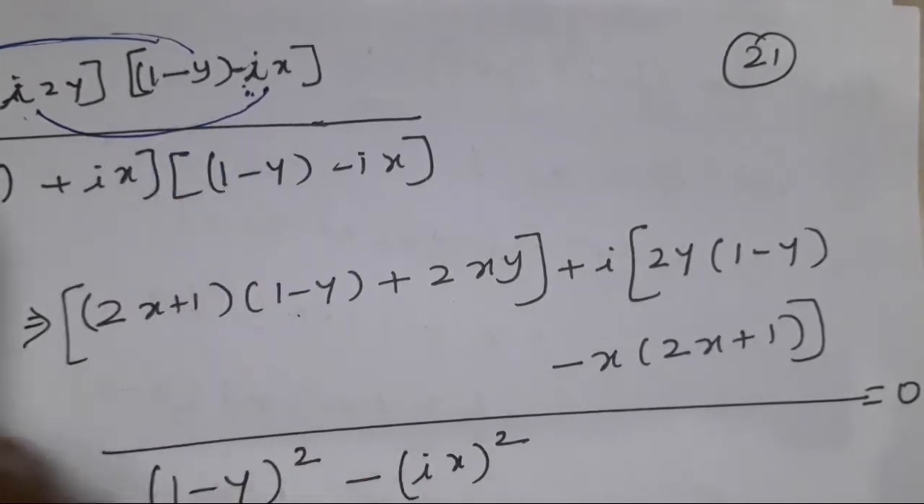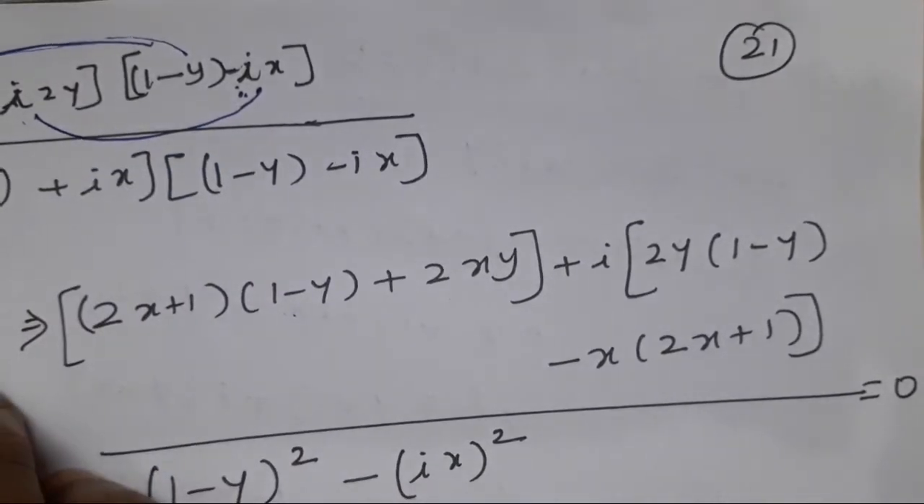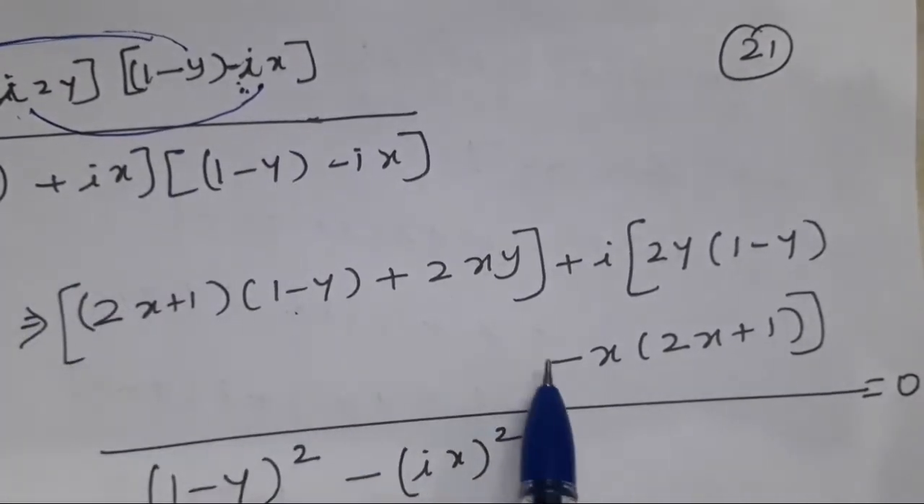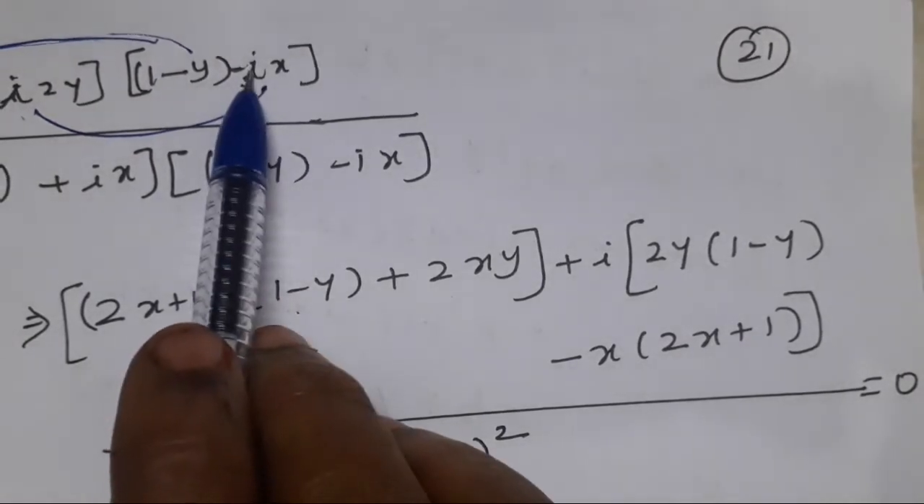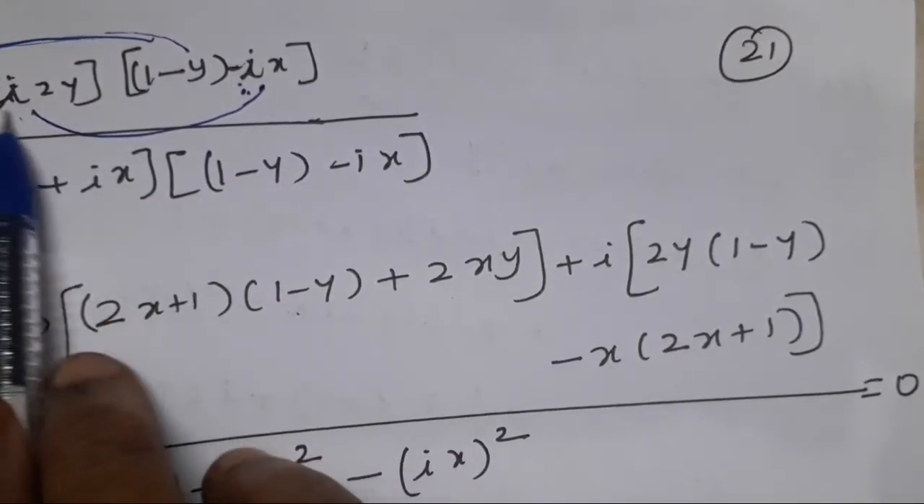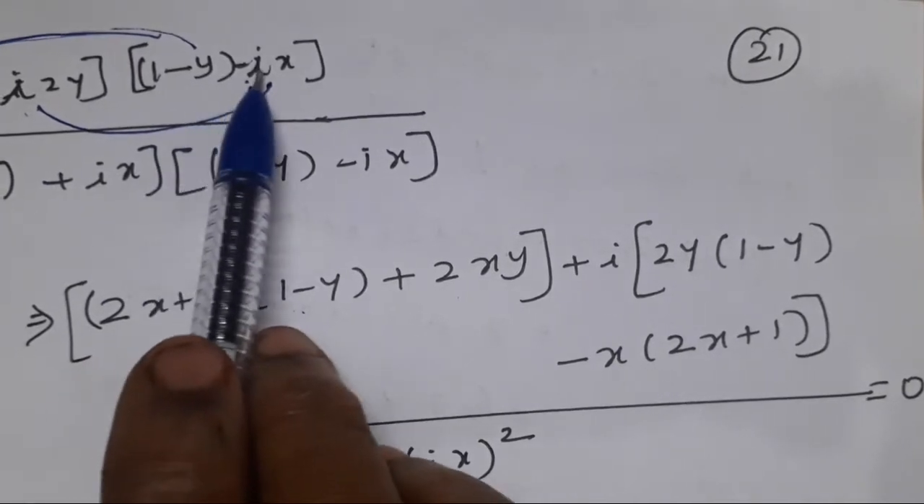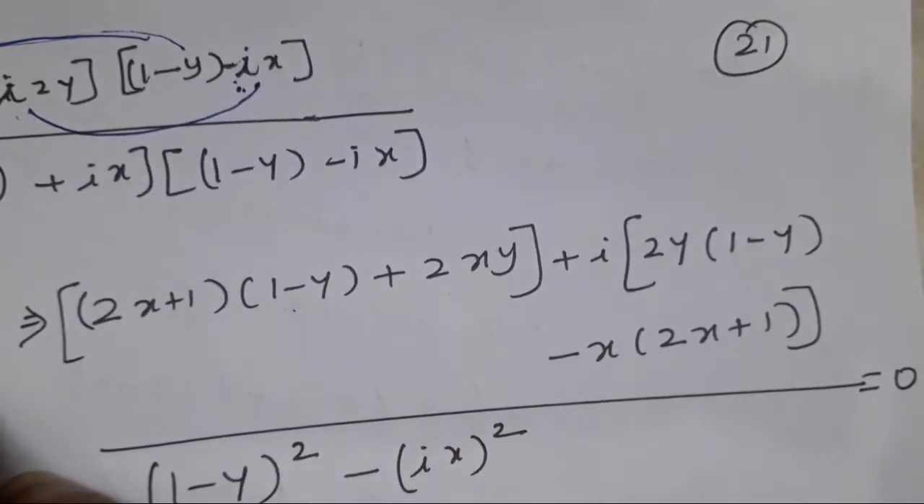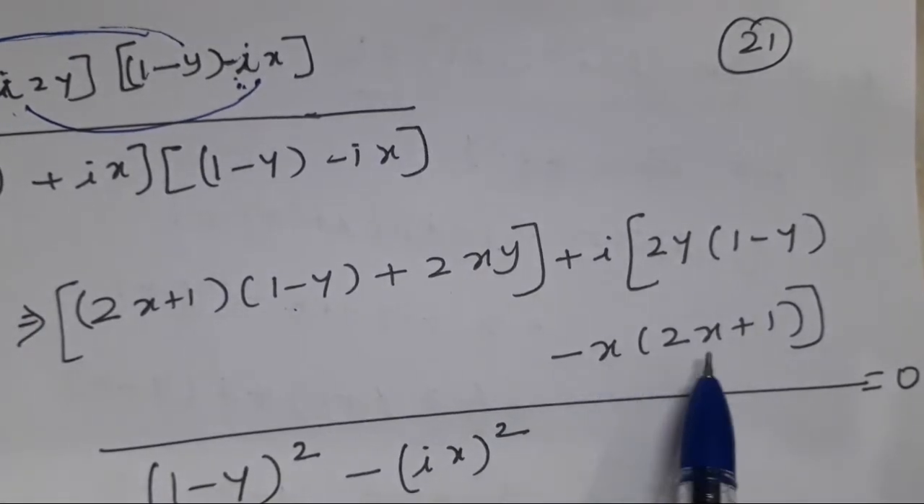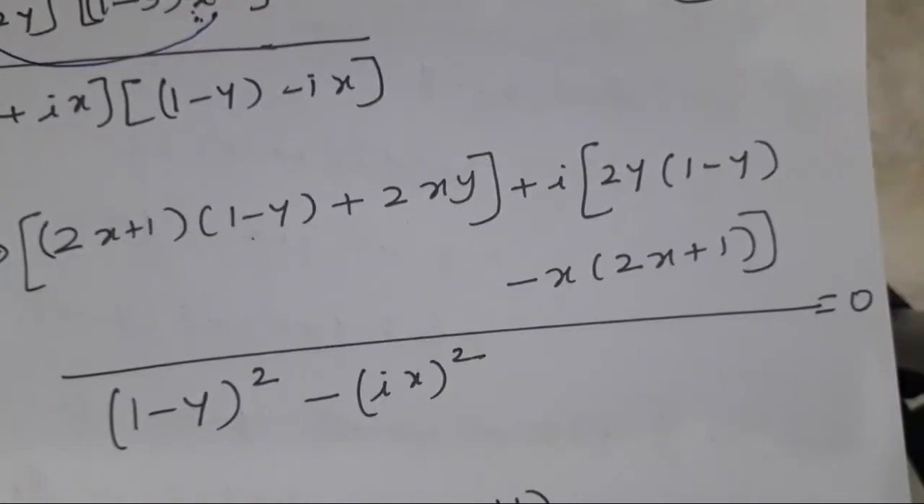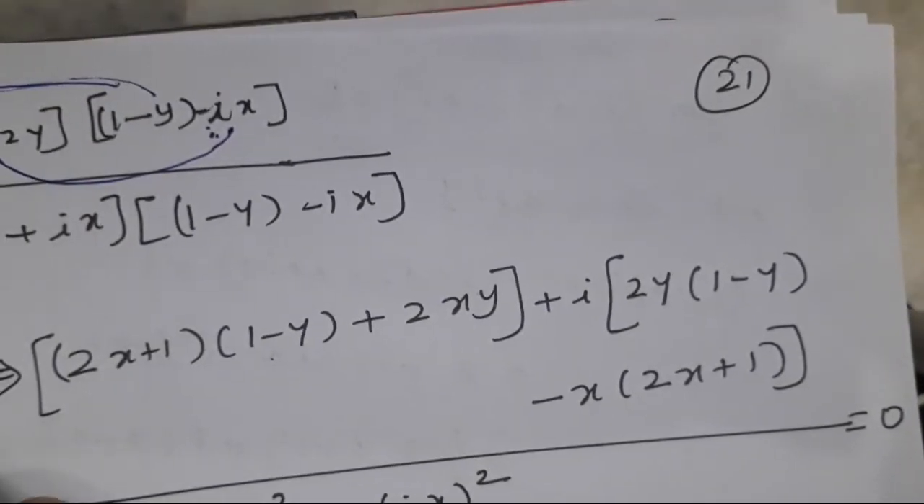Similarly, which is the imaginary part? 2x + 1 is multiplied with minus ix. Now minus x into, so already we take i common. If first take i common, it means 2y is multiplied with (1 − y). Again, minus x is multiplied with (2x + 1). Minus x is multiplied with (2x + 1). Listen carefully. See the calculation. This is a little bit big.